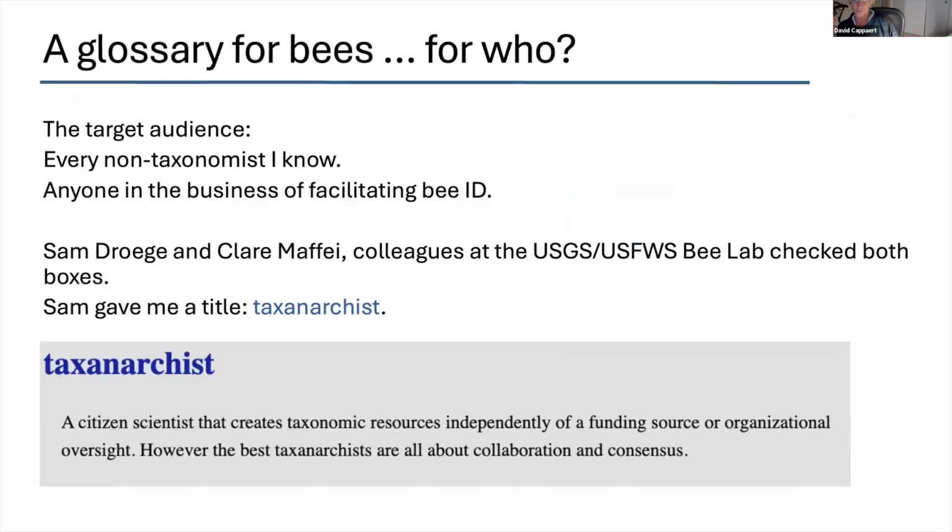So I'm getting to who this is for. Every non-taxonomist I know, this resonates with them. I haven't run into anyone who says it's a waste of time, you just get out your Webster's dictionary and there's the answers. It doesn't seem to be like that. So I think that many of the people here need this. And I think anybody in the business, if you are rock solid, but you are creating resources for other people or teaching, you might want access to things like the glossary can provide for you.